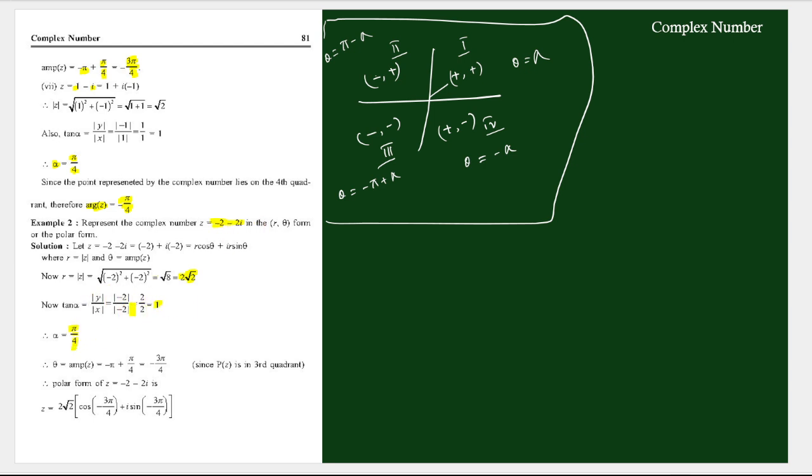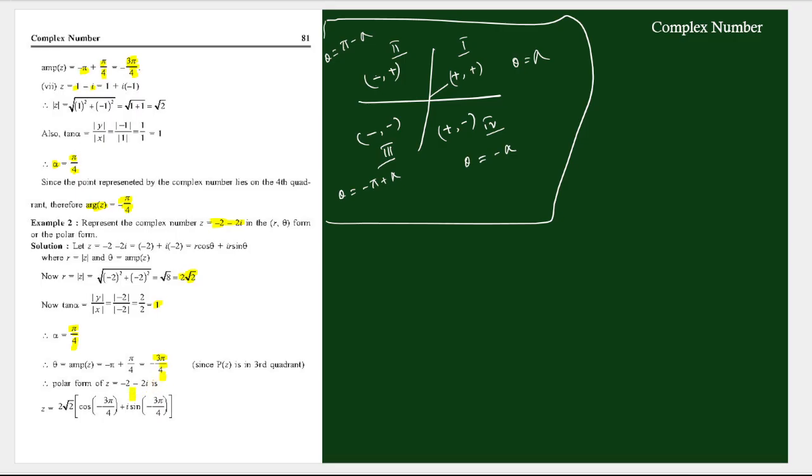If it were negative, negative, it lies in the fourth quadrant, so it will be minus alpha. But here it is negative, negative, so it is in the third quadrant, so minus pi plus alpha, so minus 3 pi by 4. This is our theta.